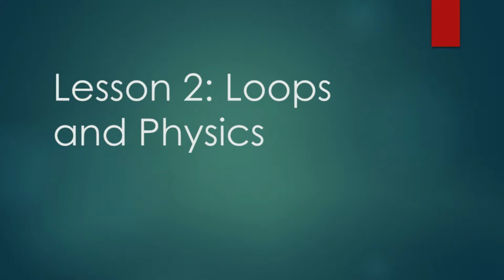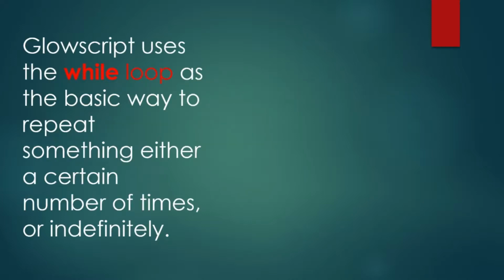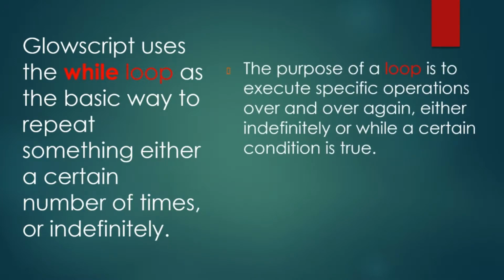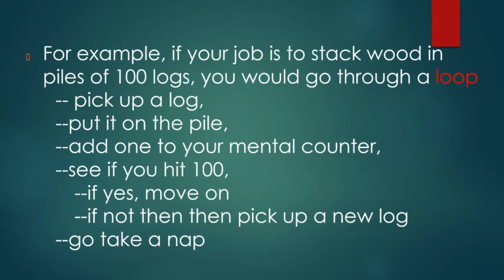All right, so now we are going to expand our computational skills into loops with our physics class. GlowScript uses the while loop, and the while loop is a way to repeat an operation over and over and over again. There's a specific operation that happens either for a certain amount of time or forever and ever. It just keeps repeating that process over and over.